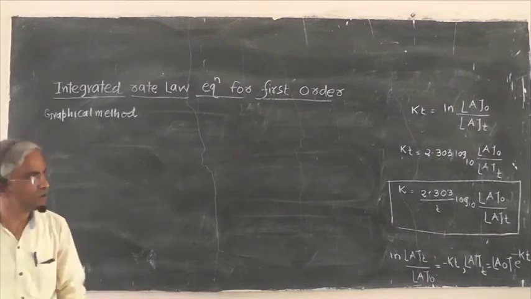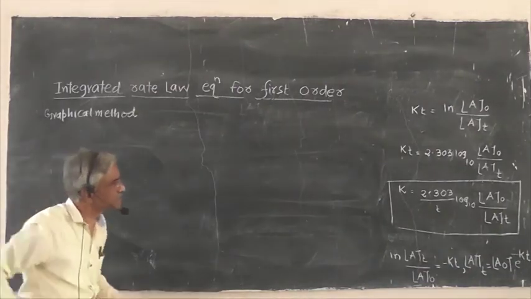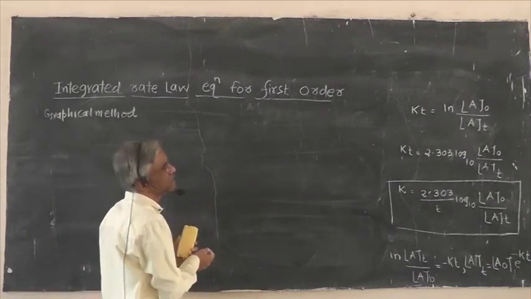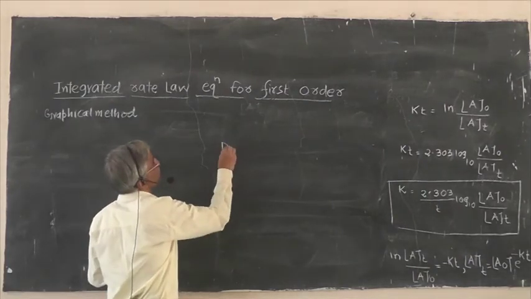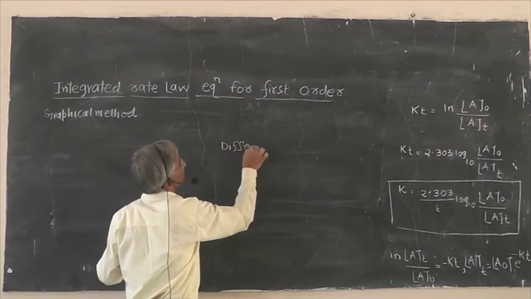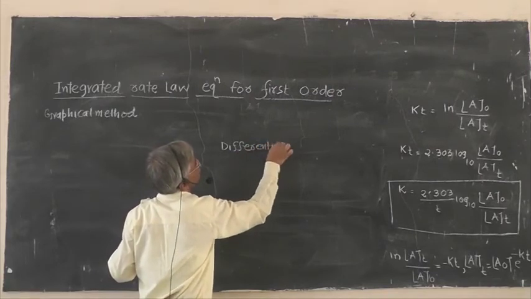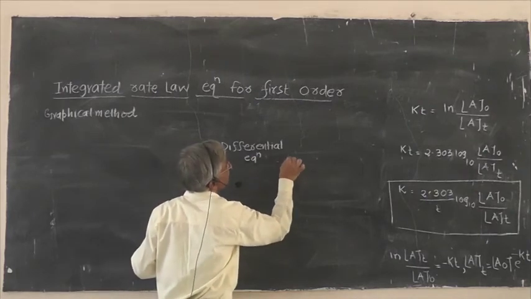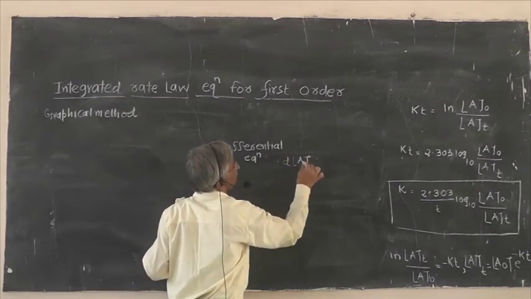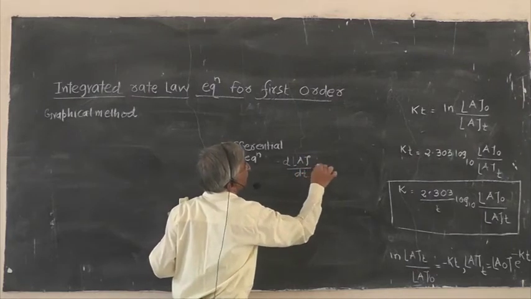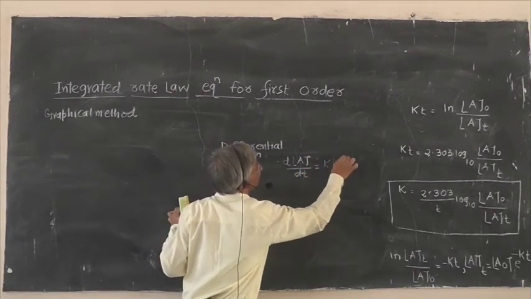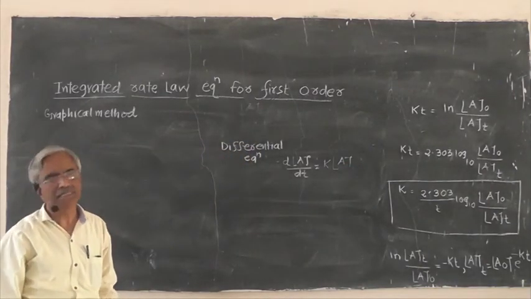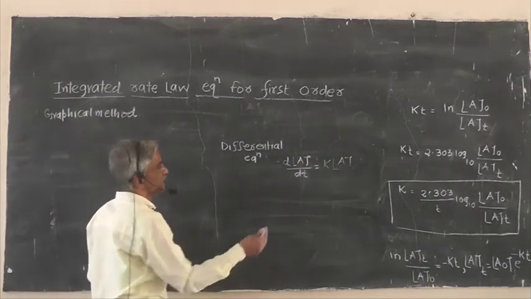Now, even the graphical method we are using. First of all, I will explain the graphical method even for the differential equation form also. For a differential equation of first order, as we know, minus the rate of change of concentration A with respect to dt is equal to K into concentration A. In this case also we can have the graphical method.